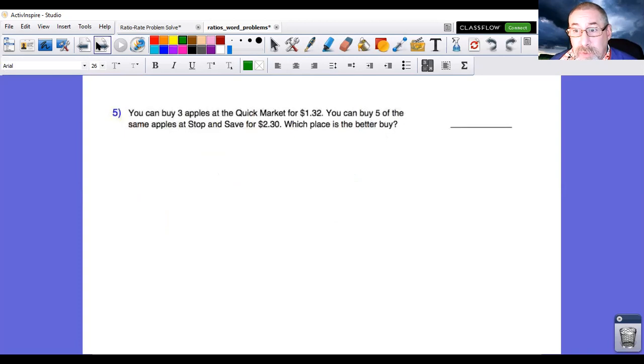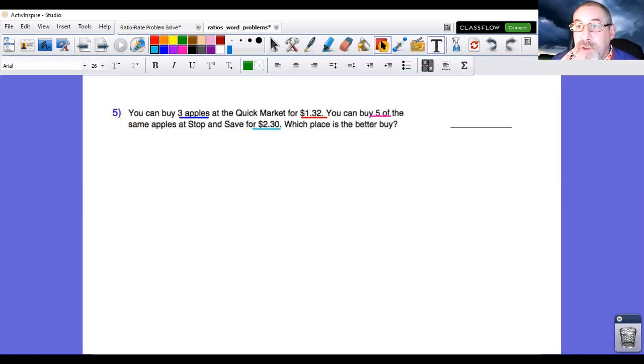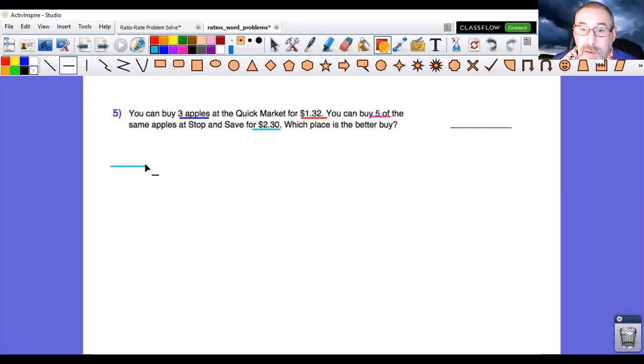All right, here's another comparison. So we're going to do our 3 apples for $1.32 versus 5 apples for $2.30. And we need to see which is cheapest. So we're going to find our ratios and then calculate our unit rates.